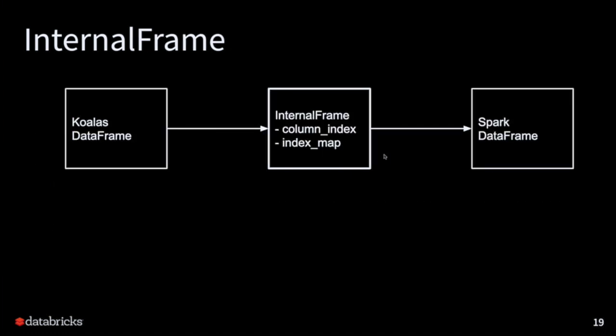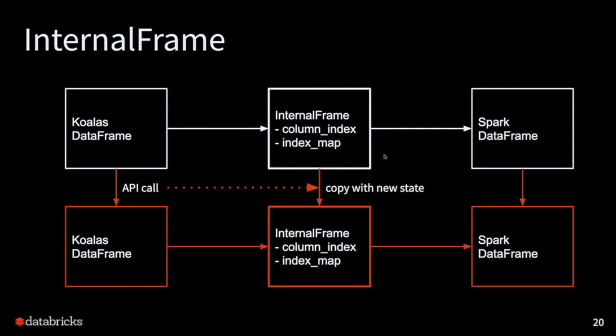The basic structure is like this. Koalas data frame has the internal frame, and the internal frame refers to the Spark data frame and holds some metadata named column index or index map and so on. If a user calls some API, Koalas data frame updates Spark data frame and metadata, creates or copies the current internal frame with the new state, and then returns a new Koalas data frame.